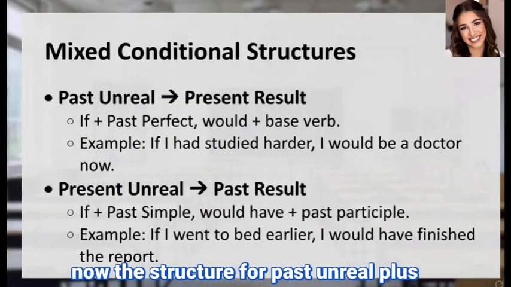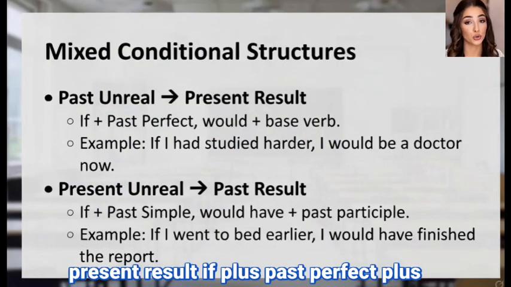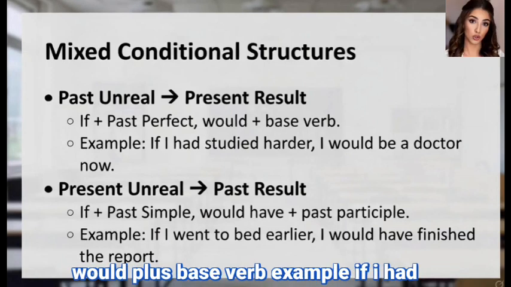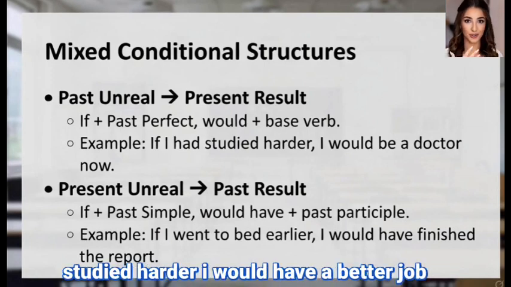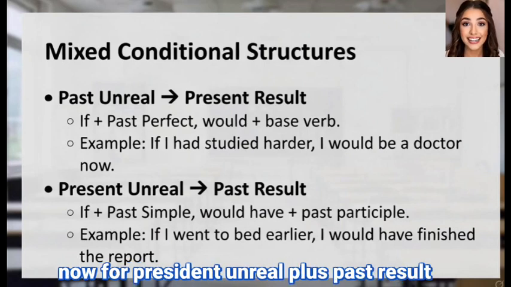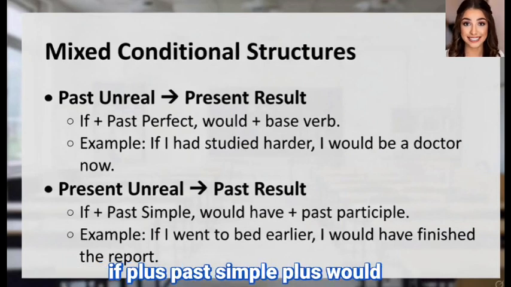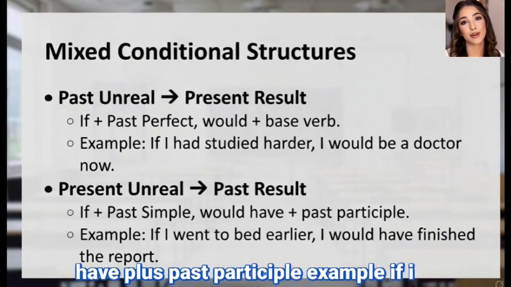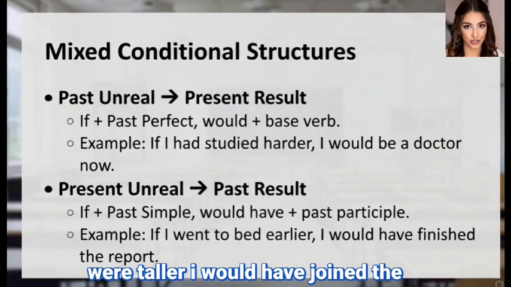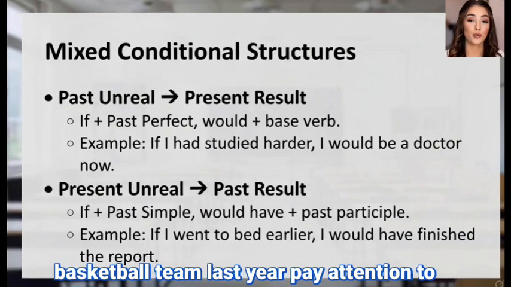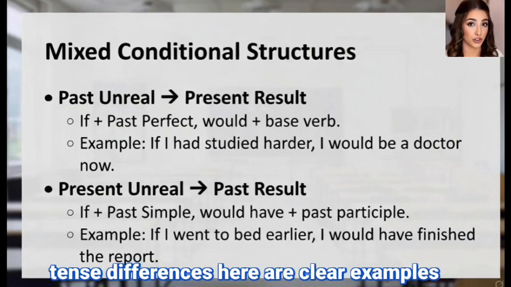Now the structure. For past unreal plus present result, if plus past perfect plus would plus base verb. Example, if I had studied harder, I would have a better job now. For present unreal plus past result, if plus past simple plus would have plus past participle. Example, if I were taller, I would have joined the basketball team last year. Pay attention to tense differences.